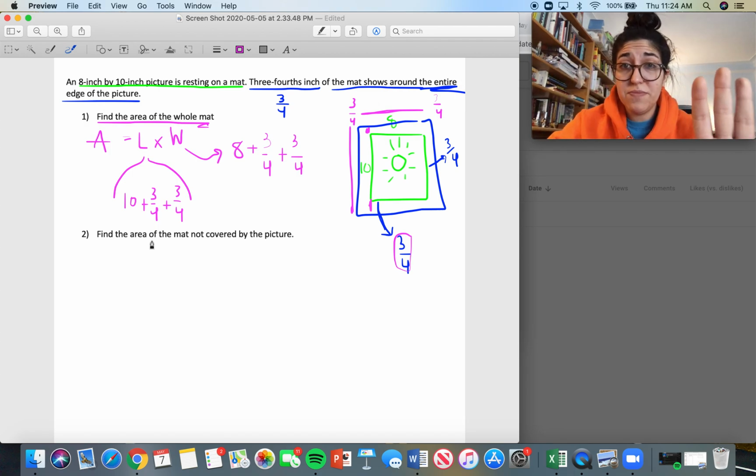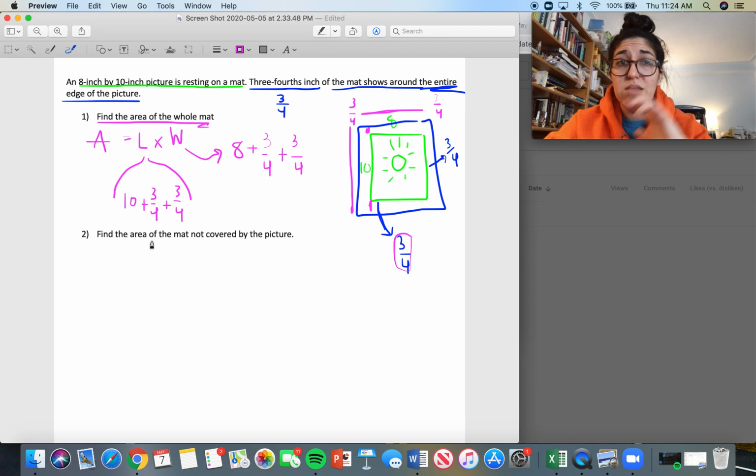So that's part one. So we're just going to pause there for a minute. I want you to try to think about that. Were you able to understand it? And once you do understand it, I want you to try to solve for it to find the area of the whole mat, right?